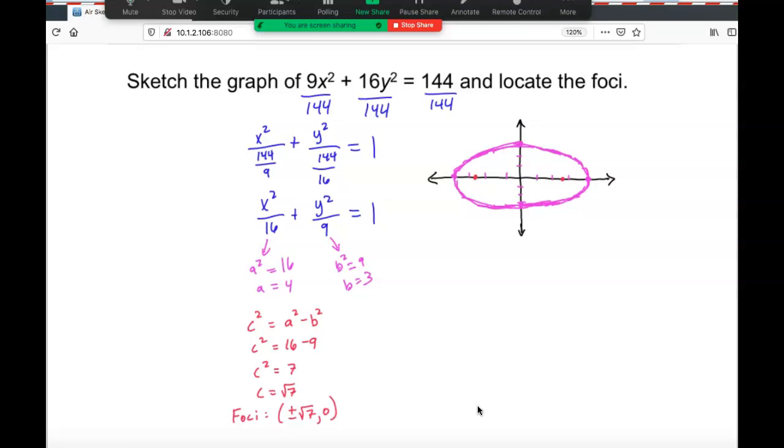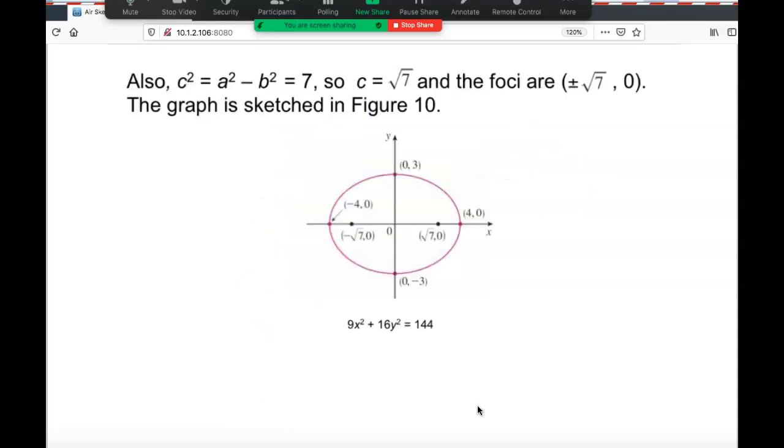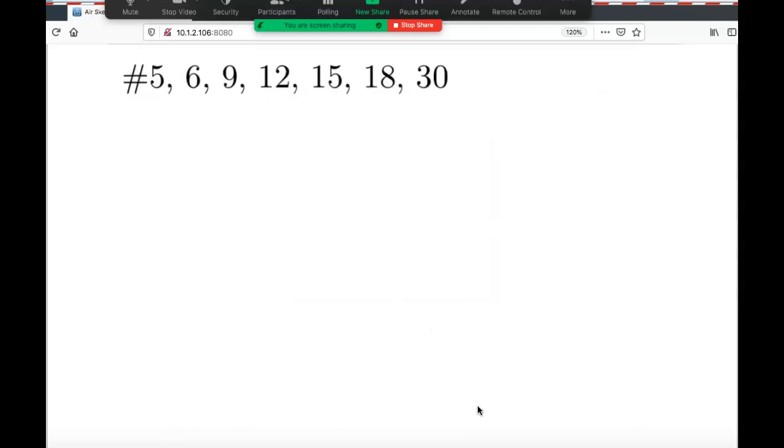I love it. Anyhow, there we go. We got our foci. We got our ellipse. We're all set. All right, so here's your part 1 problem set. It's just problems that have to do with parabolas and ellipses. You can get started with that. Next time we're going to do hyperbolas.